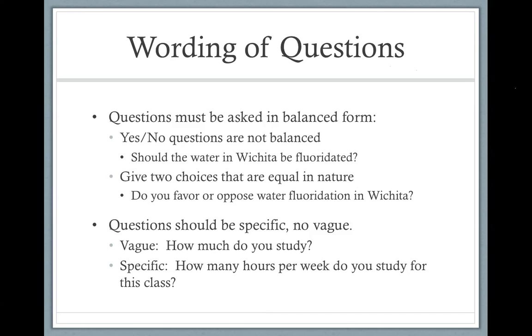So you can see how these types of question balancing issues are bad. So what you want to do is give your participants two choices that are equal in nature. So an example would be, do you favor or oppose water fluoridation in Wichita?